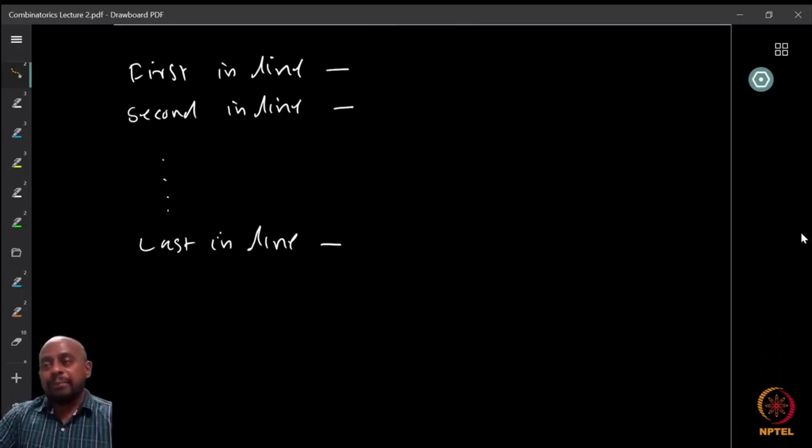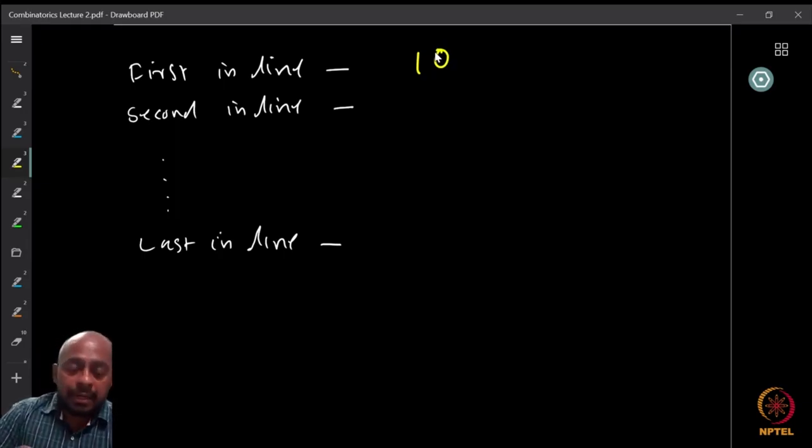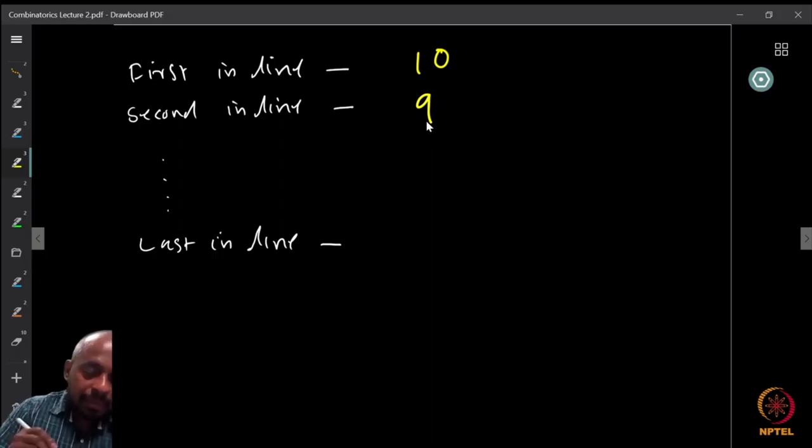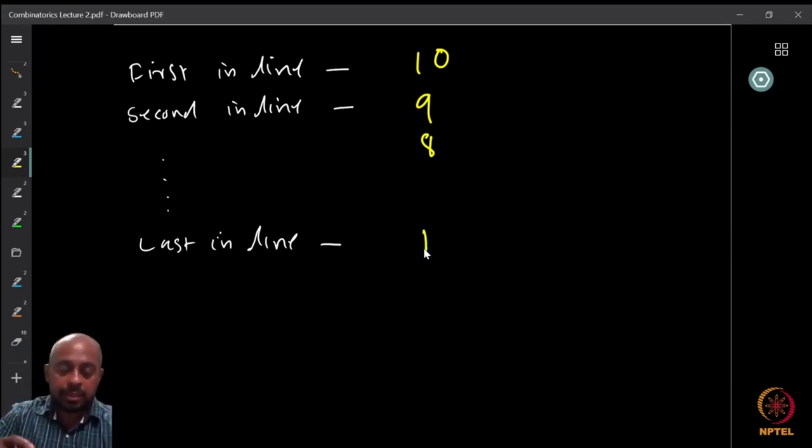So the first in line, we have 10 possible choices for that person. Whoever is arranged there, one of these 10 persons must stand in the queue. But once a person is decided, the second position can be filled with any of the 9 possible remaining people. Even though who is going to stand there is dependent on the first choice, the number of persons who can stand there does not depend on this choice. So therefore, I can clearly say there are 9 possible other people for the second position. Then I can choose the third person in 8 possible ways, etc. The last person is going to be only one person, who stands in the 10th position.